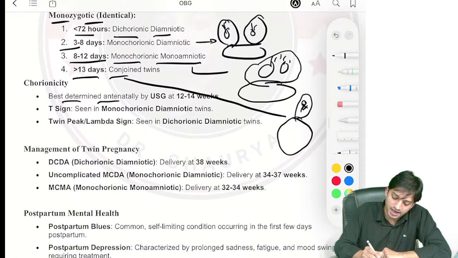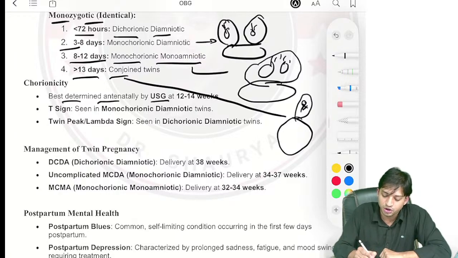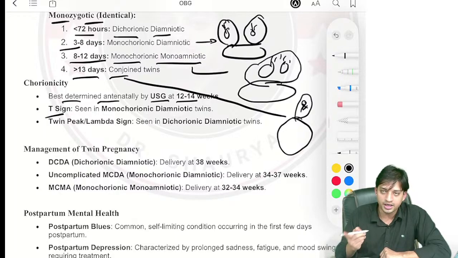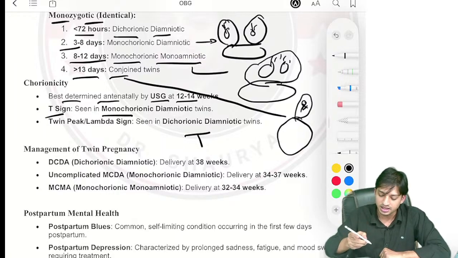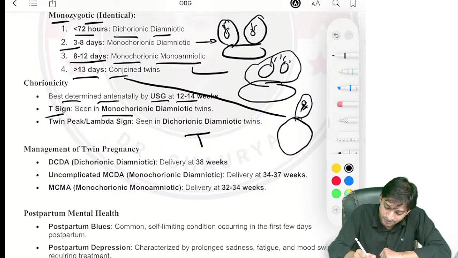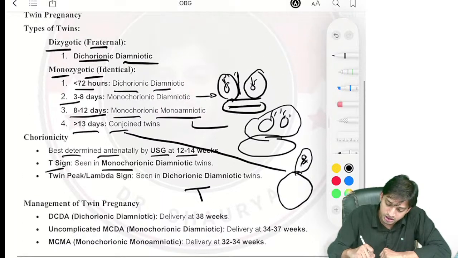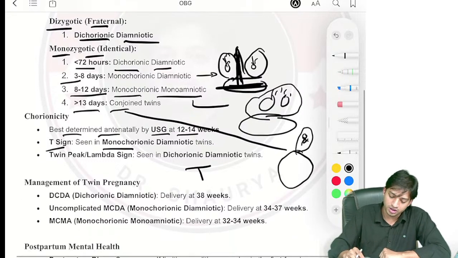Now, coming to the chorionicity. Antenatally it is best determined by USG done at 12 to 14 weeks, right? The T sign, you already know, in the USG for chorionicity you look for the T sign. The T sign is seen in monochorionic diamniotic twins. It is a simple thing. When there is the same chorion, you can just have a look. The chorion is the same, but the amnion is different. So the sign will automatically become a T sign. In the ultrasound, you can look here, right?